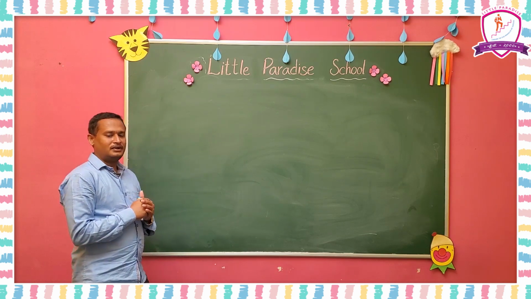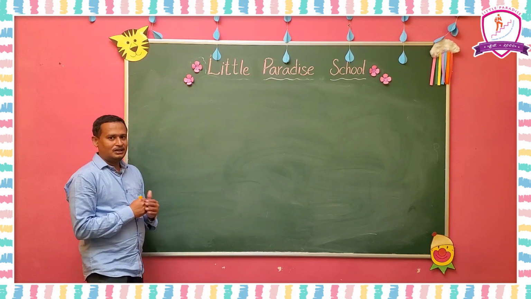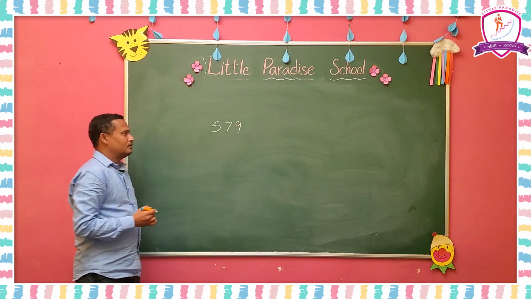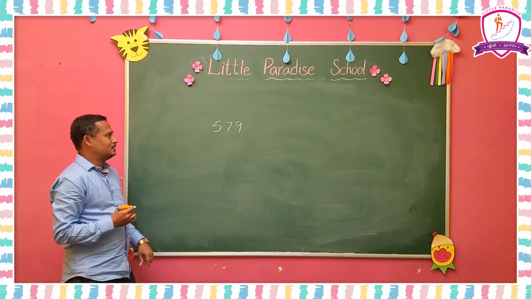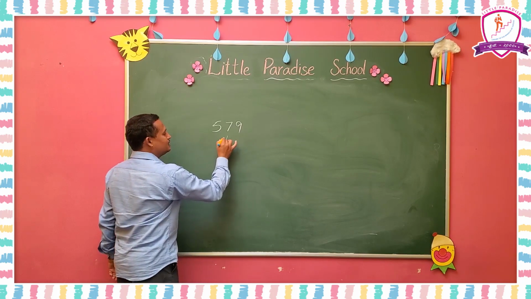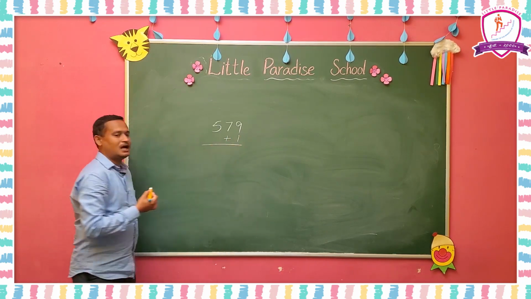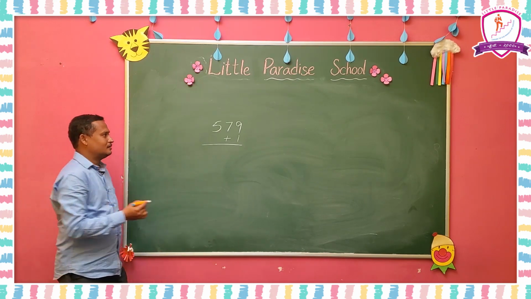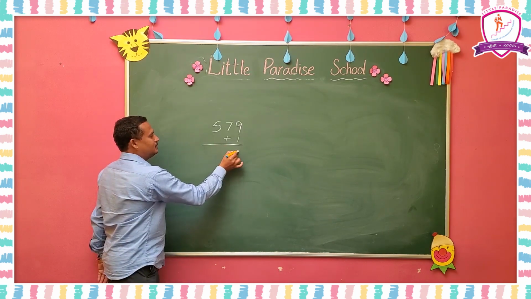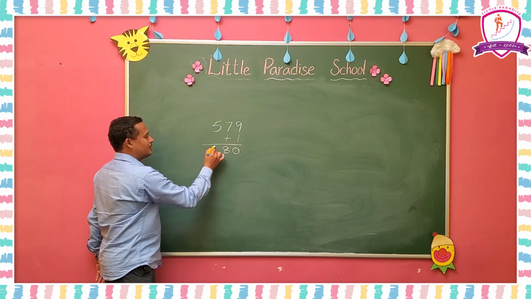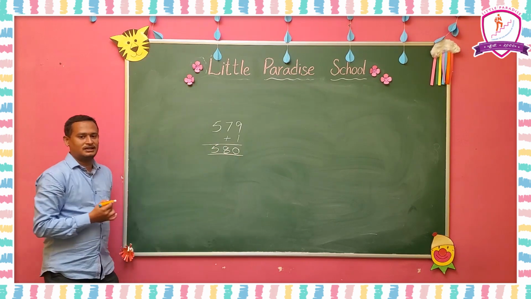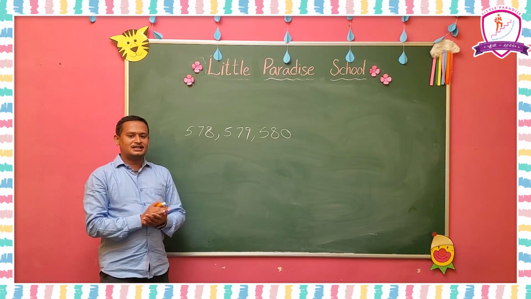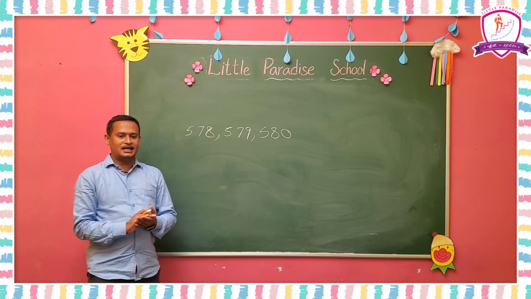Okay. So I am going to explain with an example. Here I took 579. How can we get the successor for this number? We have to add 1 to this number, then we will get the successor. It will become 580, which is the successor for this number.